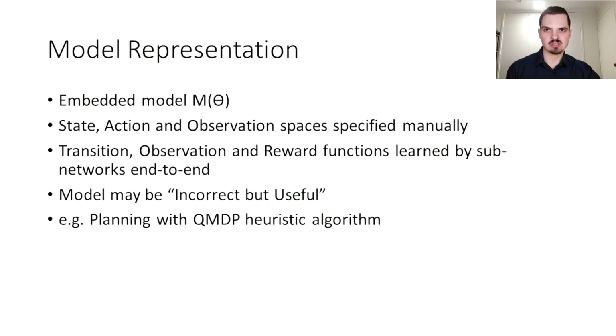Note that M theta does not necessarily represent the true underlying model. End-to-end learning enables the learned model to be incorrect but useful, differing from the true model, but producing near-optimal policies when combined with the embedded solver in situations where applying the solver directly to the true model would not yield an optimum policy due to solver limitations, such as when the QMDP heuristic is used to approximate QMDP solutions.